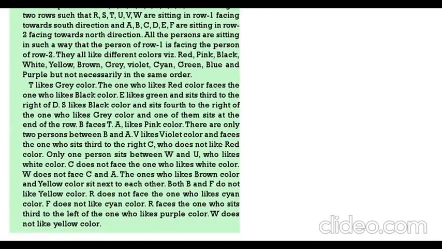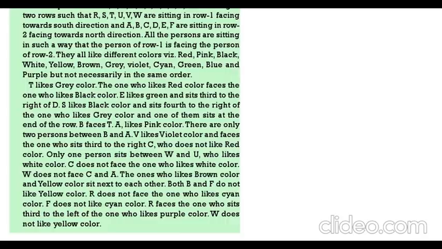The one who likes red color faces the one who likes black color. E likes green and sits third to the right of D. S likes black and sits fourth to the right of grey, and one of them is at extreme end. B faces T. A likes pink color. There are only 2 persons between B and A. V likes violet color, faces the one who sits third to the right of C, who does not like red color. Only one person is there between W and U who likes white color.